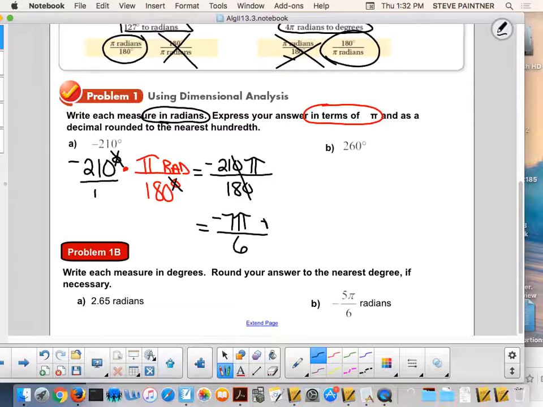You don't have to write the word radians, because if you don't have a degree symbol, I know your answer is radians. If you're in degrees, you've got to put the degree symbol.